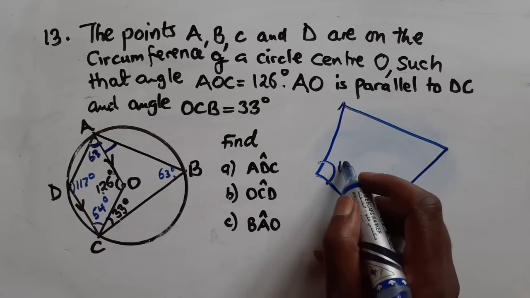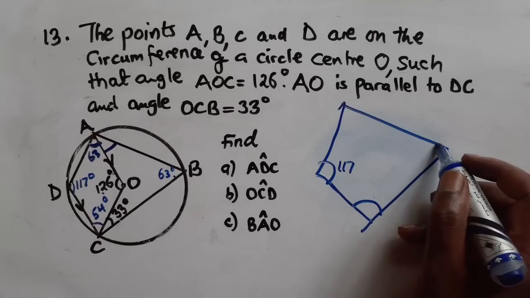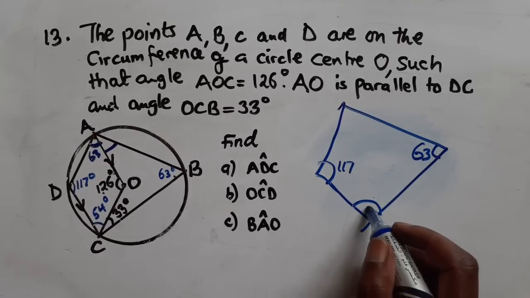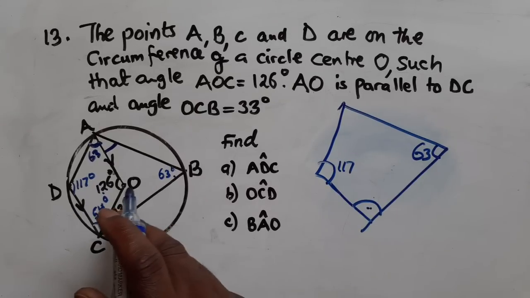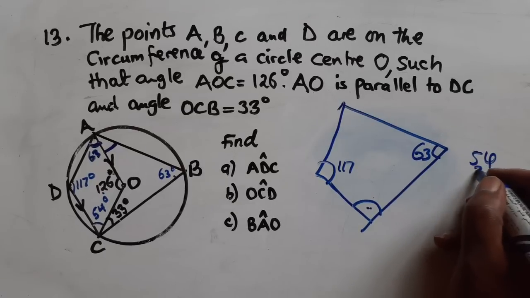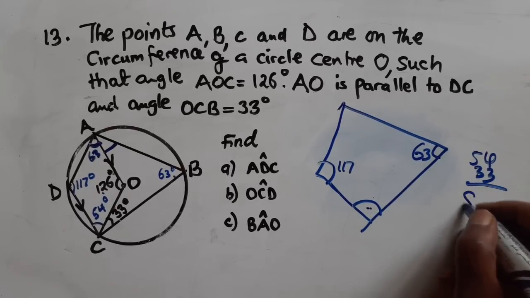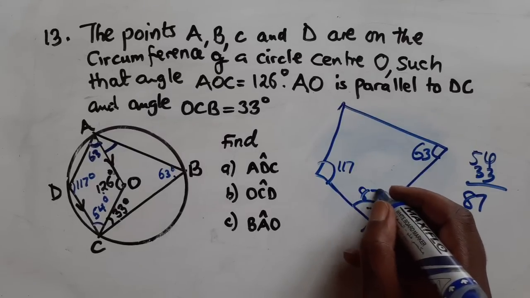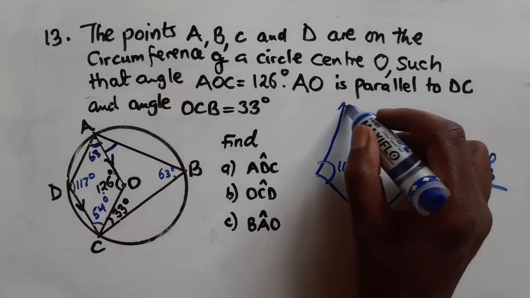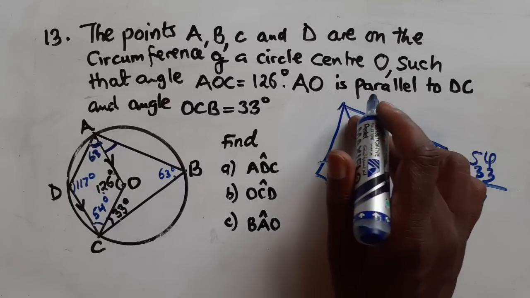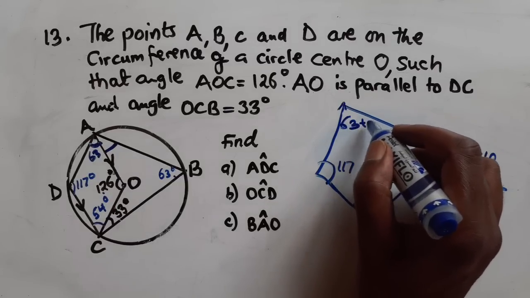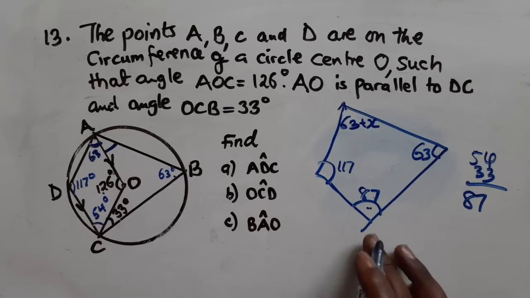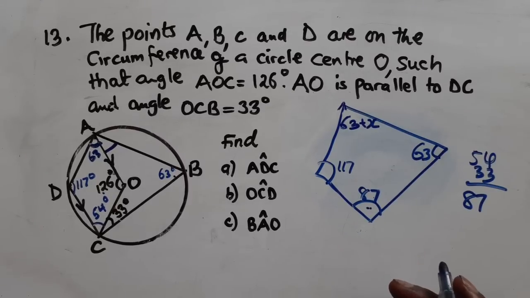This angle here is 117, and then this angle here is 63, and then this angle here, let's add these two angles, 54 and 33. What do we get? This is going to give us 87. So this is 87. What about this angle here? We already have 63. What about this other part here, which we don't know? We can call it X.